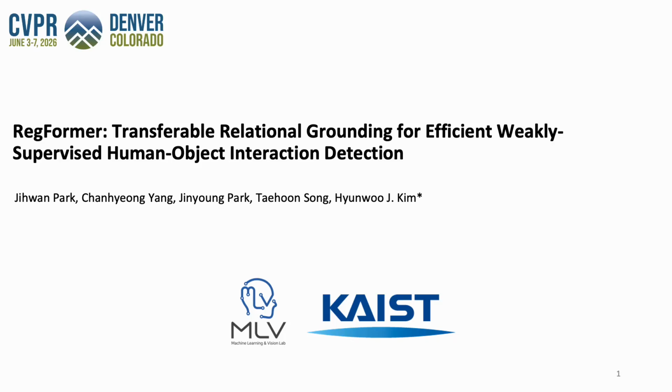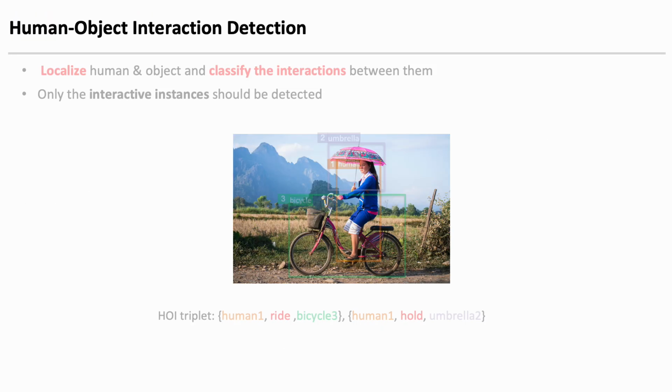Hello everyone. Today I'll present RegFormer, a relational grounding transformer for weakly-supervised human-object interaction detection.